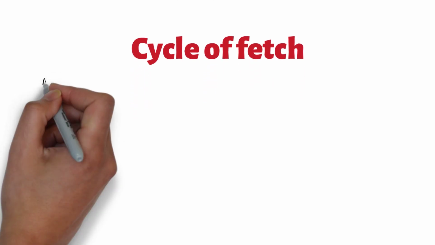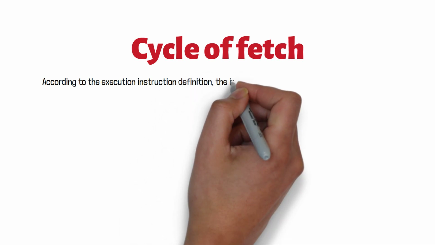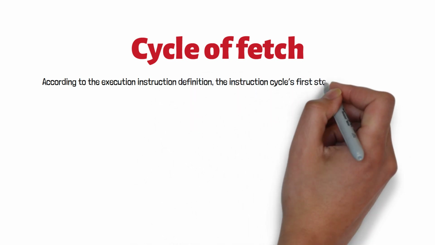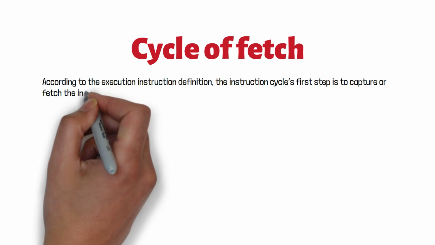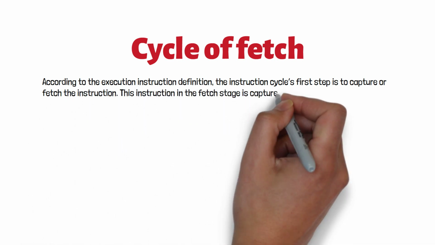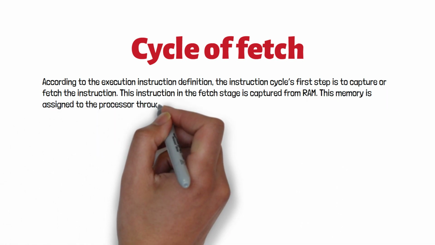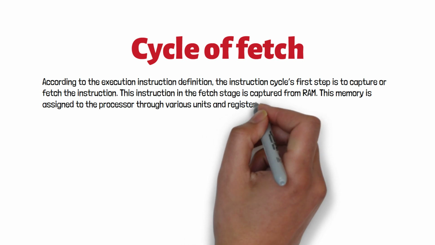Alright, the next topic is the cycle of fetch. According to the definition, the instruction cycle's first step is to capture or fetch the instruction. This instruction in the fetch stage is captured from RAM, and the memory is assigned to the processor through various units and registers. Let's take a better look at these registers.